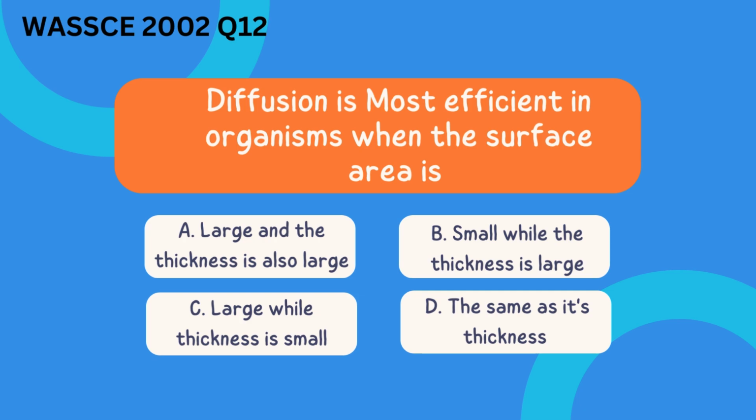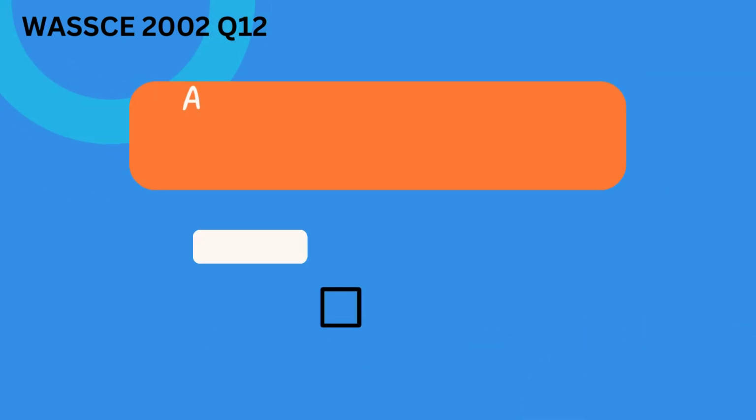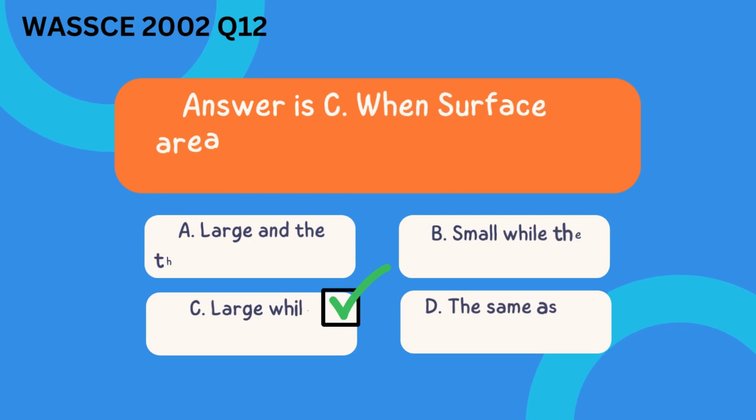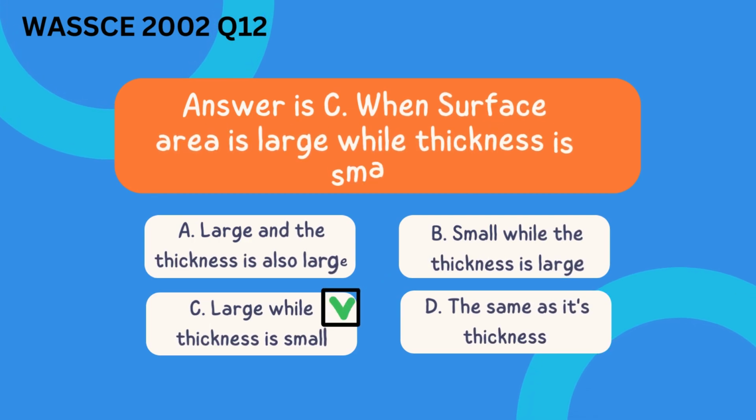The correct option is option C, when the surface area is large while the thickness is small. A large surface area coupled with a thin wall helps to achieve simple diffusion.